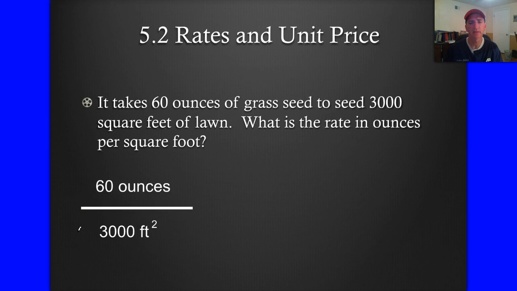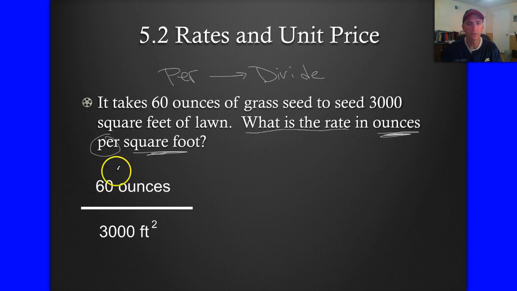And you might be wondering, well, how did you know to do that? Here you go, right here. If you look at this sentence, what is the rate? Watch this. It says ounces per square foot. In math, usually when you hear the word per, it usually is going to mean divide, or you're setting up that rate. So what we did is we took 60 ounces and we're dividing it by 3,000 square feet. So that's basically how you would take care of this problem.